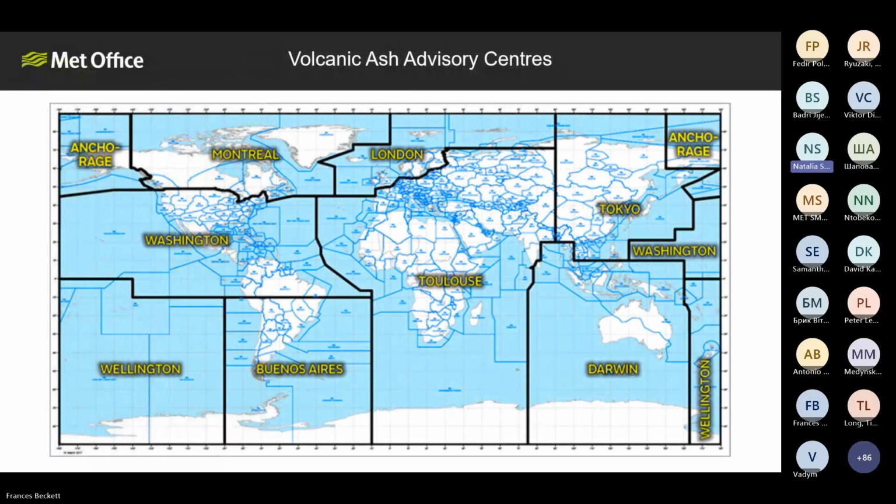Back in the mid-1990s, a network of 9 volcanic ash advisory centres was established, or VACs, and their areas of responsibility cover the world's airspace. And their role is to provide advice and guidance to the aviation industry to aid their decisions as to whether it is safe to fly.